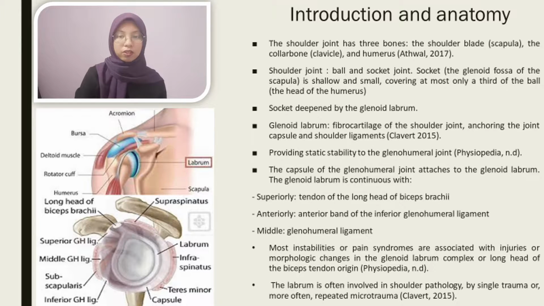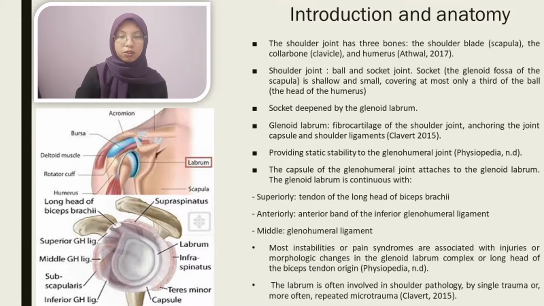The socket is referring to the glenoid fossa of the scapula, which is shallow and small, and covers at most only a third of the ball, which is referring to the head of the humerus. The socket is then deepened by the glenoid labrum. The glenoid labrum is a fibrocartilage of the shoulder joint which anchors to the joint capsule and shoulder ligaments. It provides static stability to the glenohumeral joint.